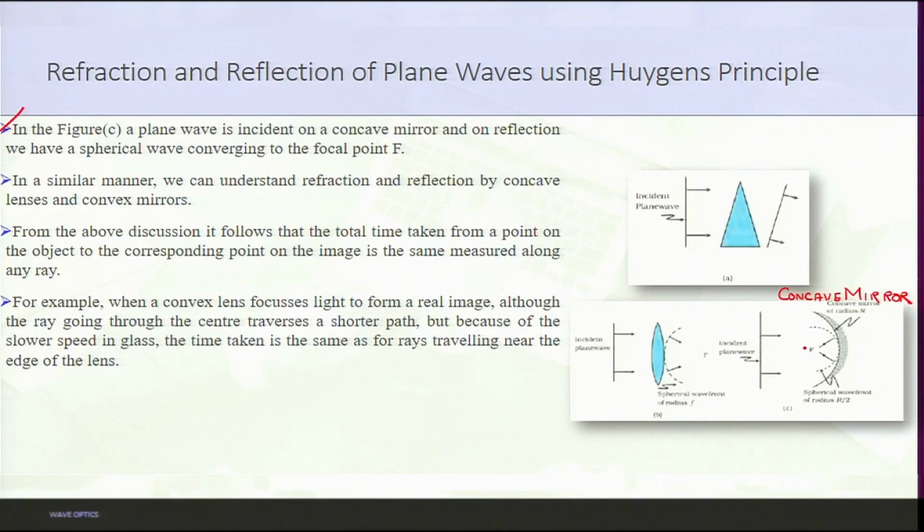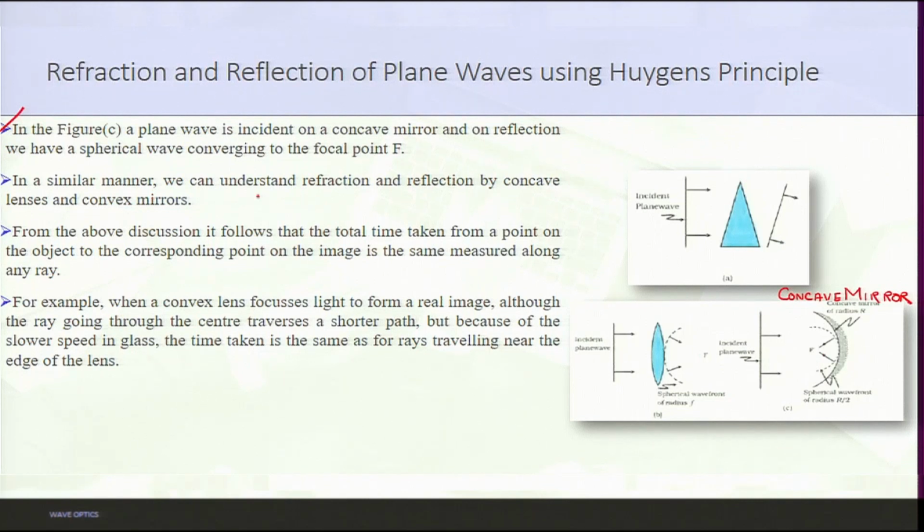So, a concave mirror is in figure C, and on reflection we have a spherical wave converging to the focal point F. Here also, when the wavefront was being formed, again a spherical wavefront was being formed, which was converging at a point, and that point is defined as the focus, denoted by the capital letter F. So, this is the behavior pattern of a concave mirror.